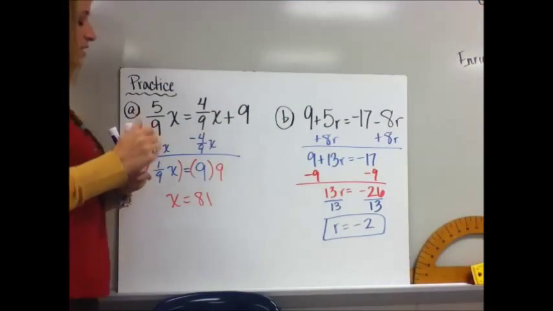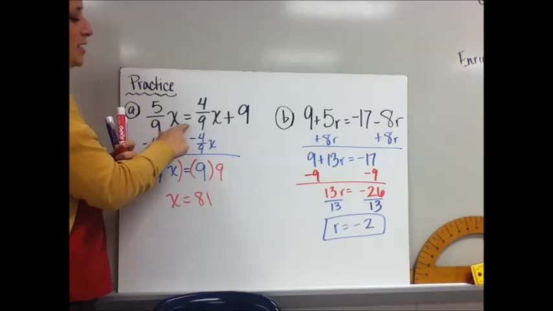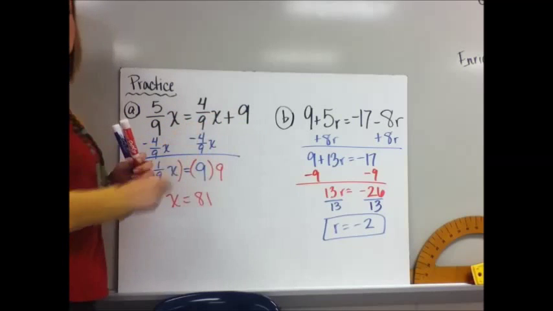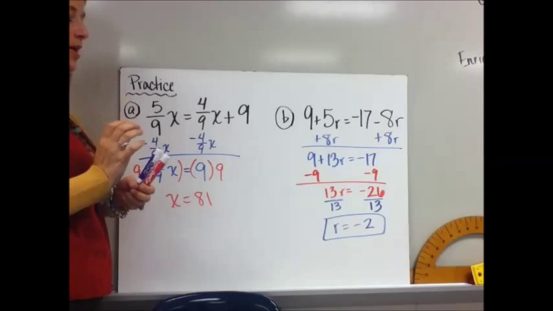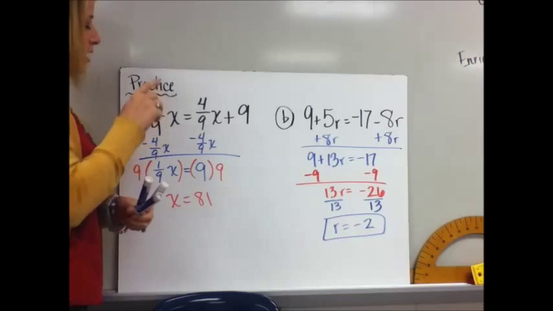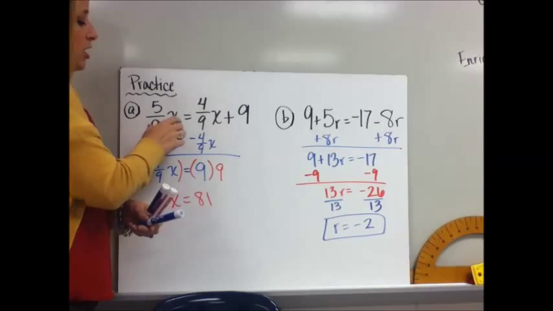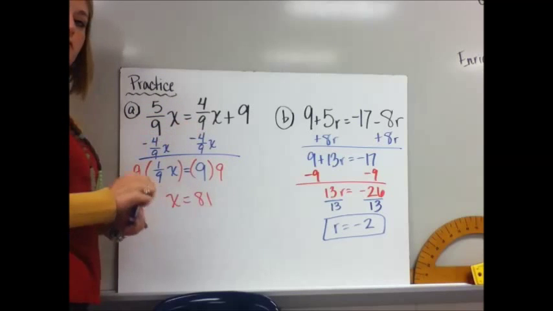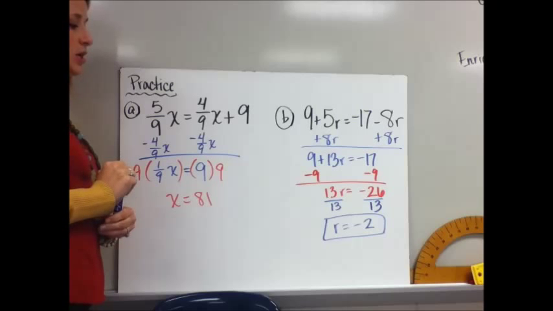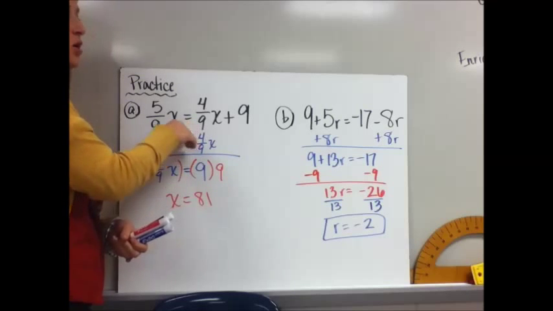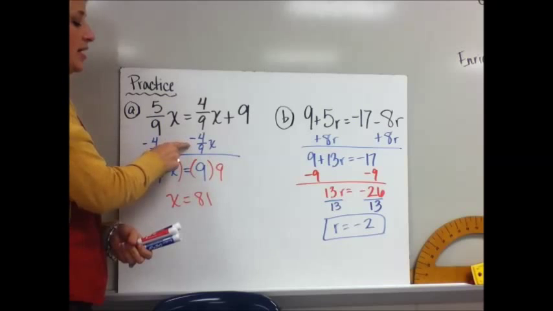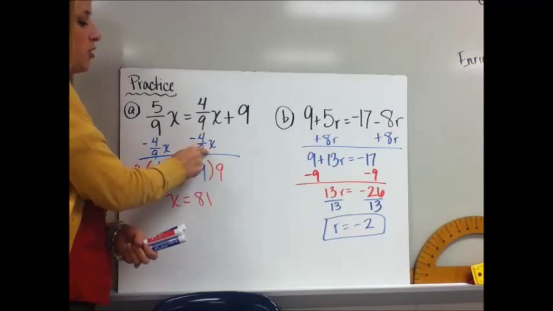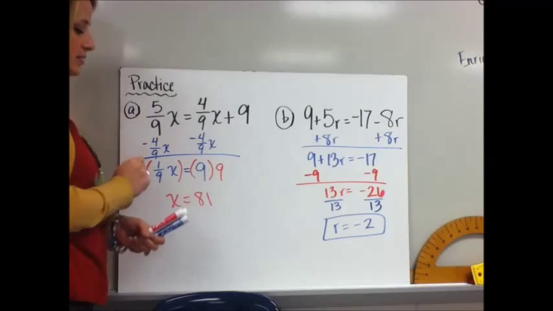Let's discuss these. Practice A. 5 over 9x equals 4 over 9x plus 9. It looks kind of scary, but it's really not as bad as it would seem. Look at the coefficients, 5 over 9 and 4 over 9. I chose to move 4 over 9 first because it is a lesser coefficient. It's a positive, so I do the inverse of that, which is the negative. So I subtracted 4 over 9x on both sides.